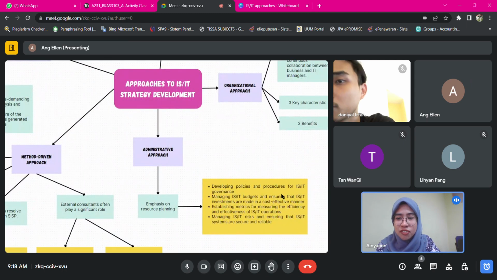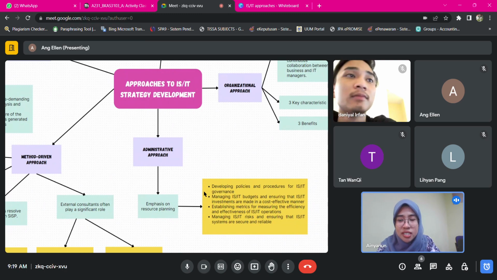Okay, next, administrative approach. This approach focuses on the management of IS or IT resources. That means it will focus on efficient and effective management of IT resources and processes within the organization. This approach may involve developing policy and procedure for IS or IT governance, managing IS or IT budget, and ensuring that IS or IT investments are made in a cost-effective manner, establishing metrics for measuring the efficiency and effectiveness of IS or IT operations, and managing IS or IT risk and ensuring that IS or IT systems are secure and reliable.